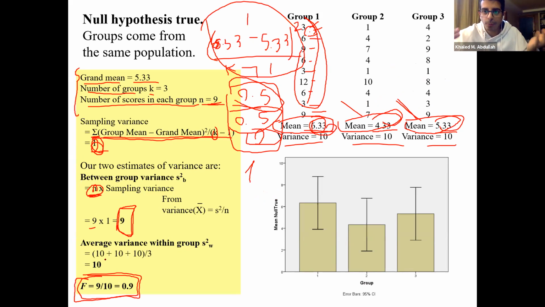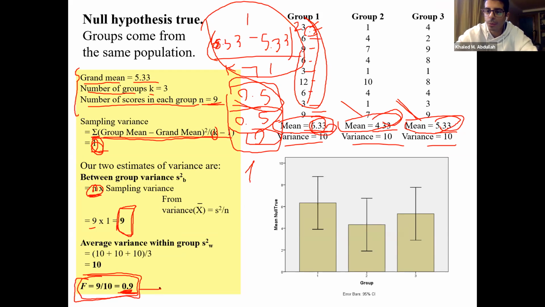And the answer should be rejecting the null hypothesis and accepting the alternate hypothesis. I'm not saying anything new. This was everything that we talked about yesterday and the day before. The idea that you're all confusing is, Khalid, how did you know that the F value is 0.9?